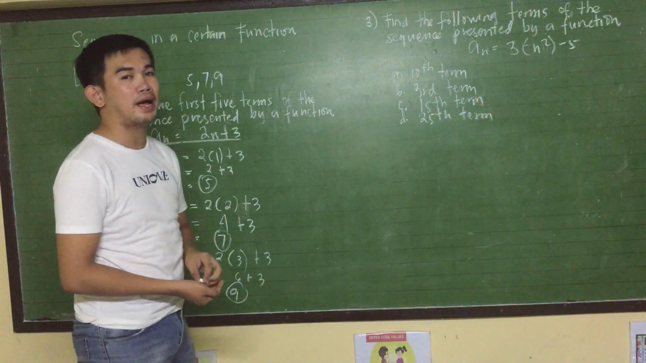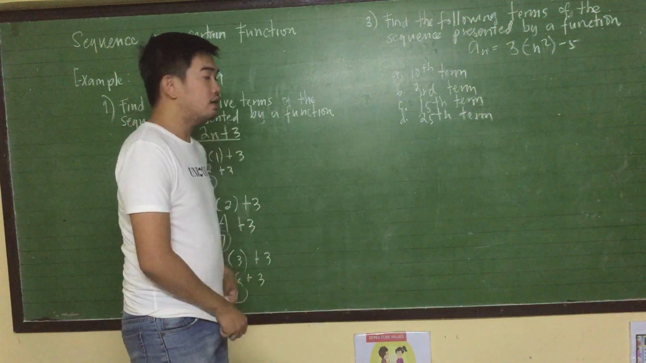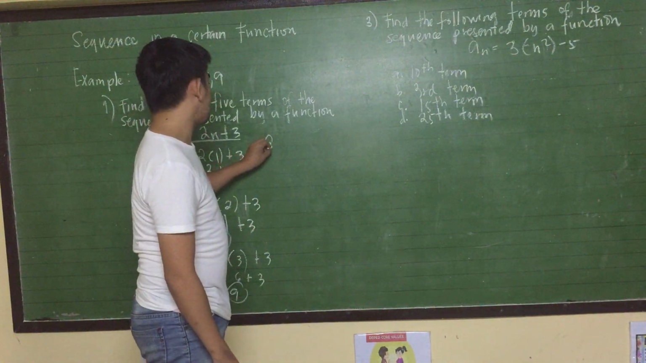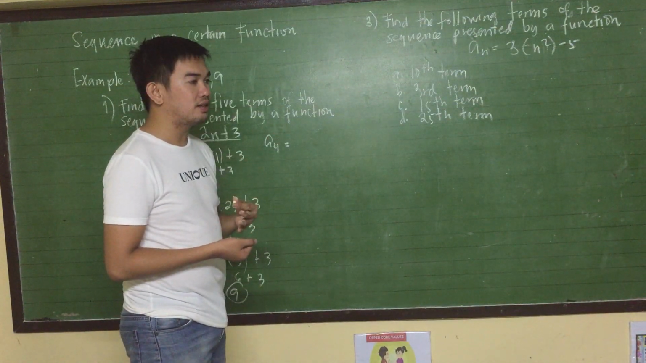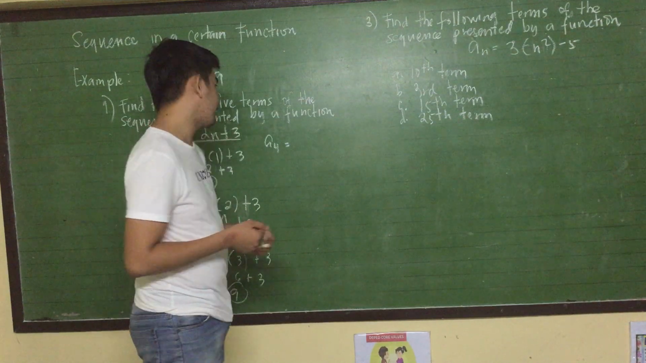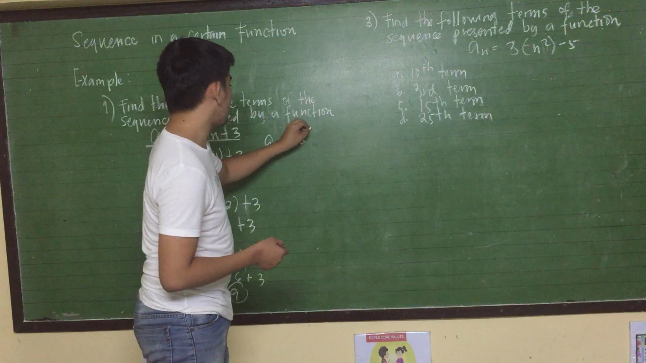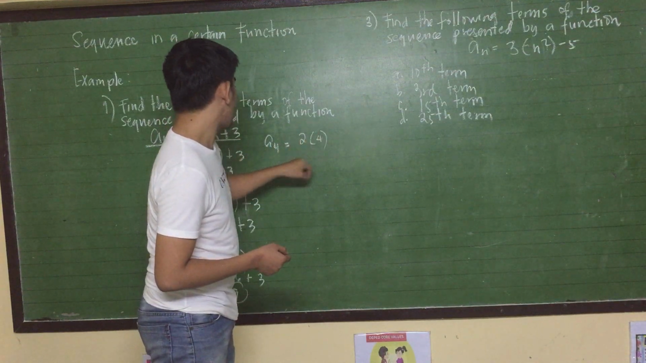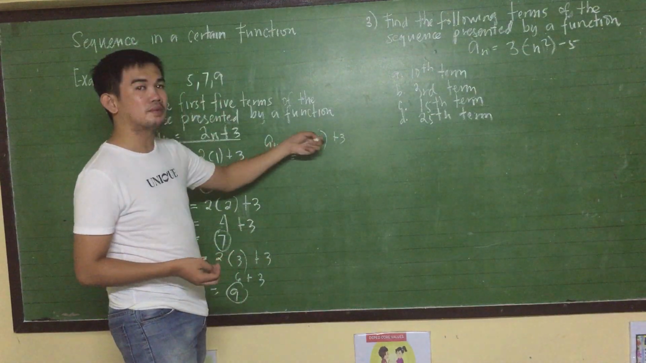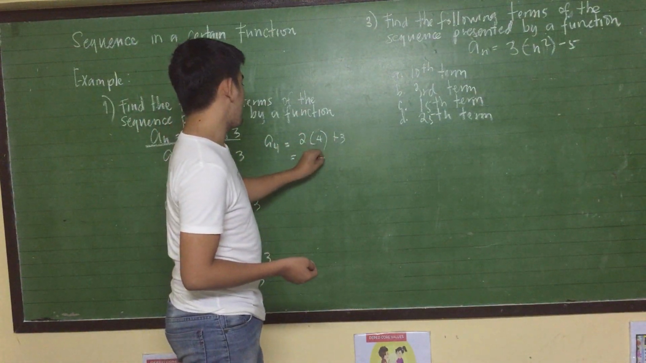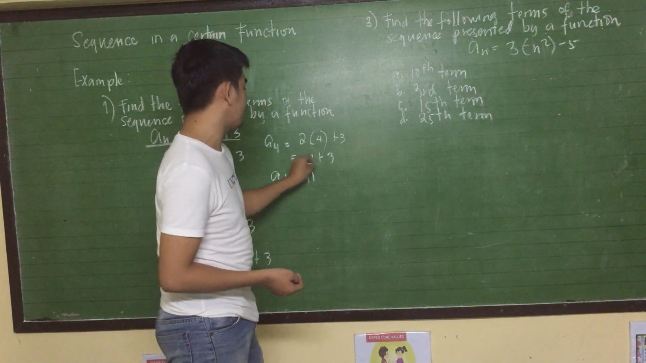Okay, nasundan ba? Okay, so our fourth term naman in our given function is that a sub 4 is equal to, we're now substituting the value of n by 4 naman. Okay, so 2 times 4, the value of n here is 4, plus 3. So therefore, we have 2 times 4, which is 8, plus 3. Therefore, our a sub 4 is equal to 11.